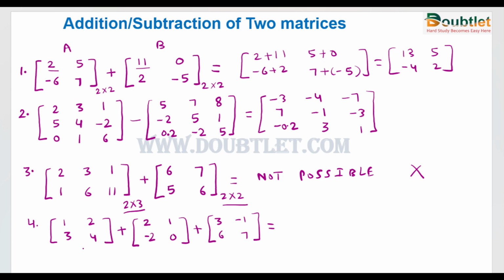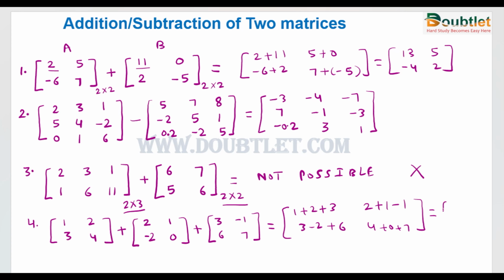In the last example we will try to add 3 matrices. We can add more than 3 also, but here for simplification I have just taken the example of 3 matrices. Similarly to what we did for 2 matrices, we add the elements of the similar position. So for the first element we write 1 plus 2 plus 3. For the first row second column element it becomes 2 plus 1 minus 1. Here it becomes 3 minus 2 plus 6, and here it becomes 4 plus 0 plus 7.